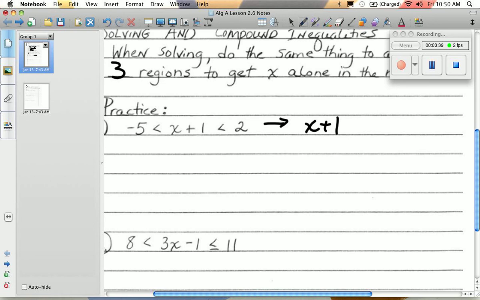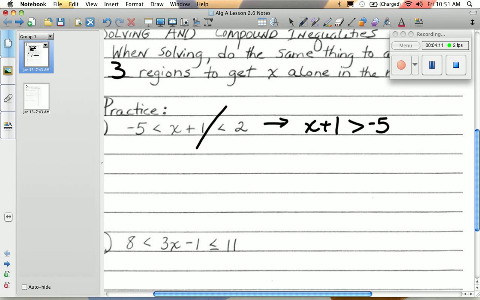We can read that one backwards, or in other words, we can split this in two for a moment. Here's one of our simple inequalities: -5 is less than x plus 1. That also could be written x plus 1 is greater than -5. Remember, if we want the variable on the left side, we reverse the symbol, don't we? So we make it greater than -5.